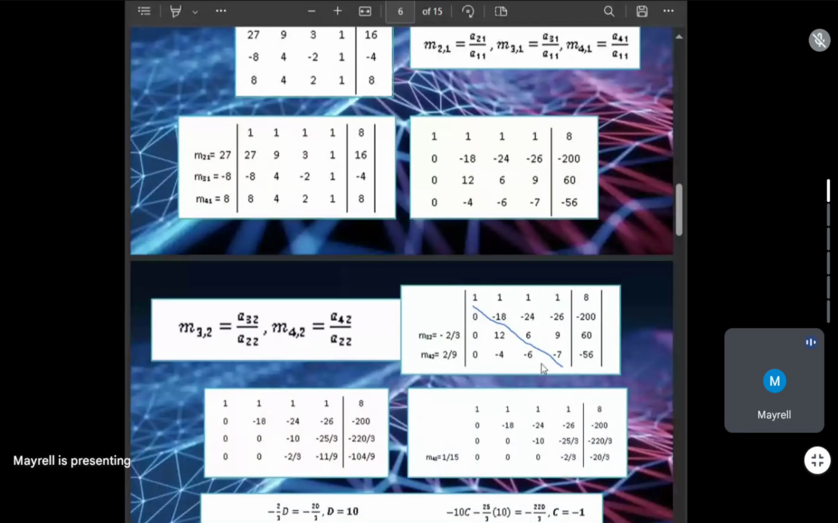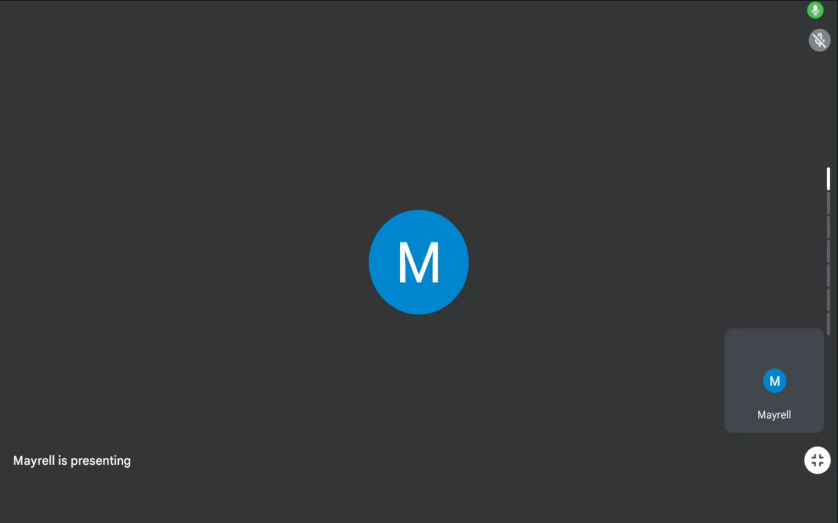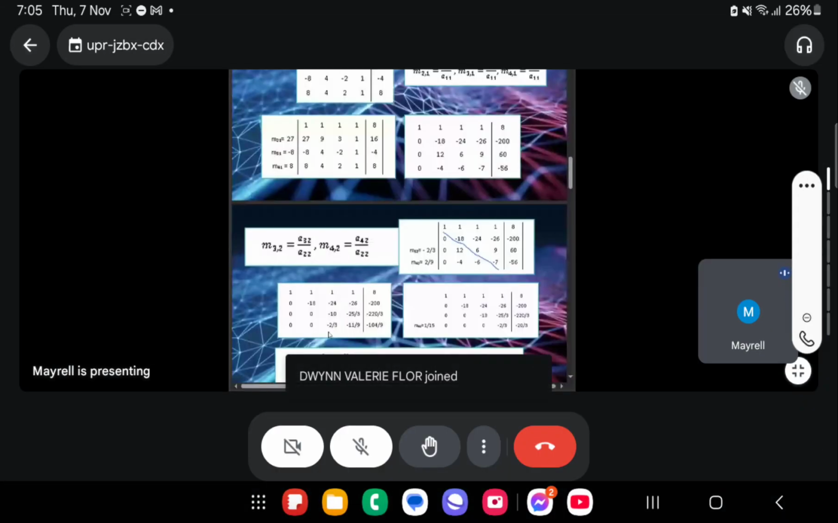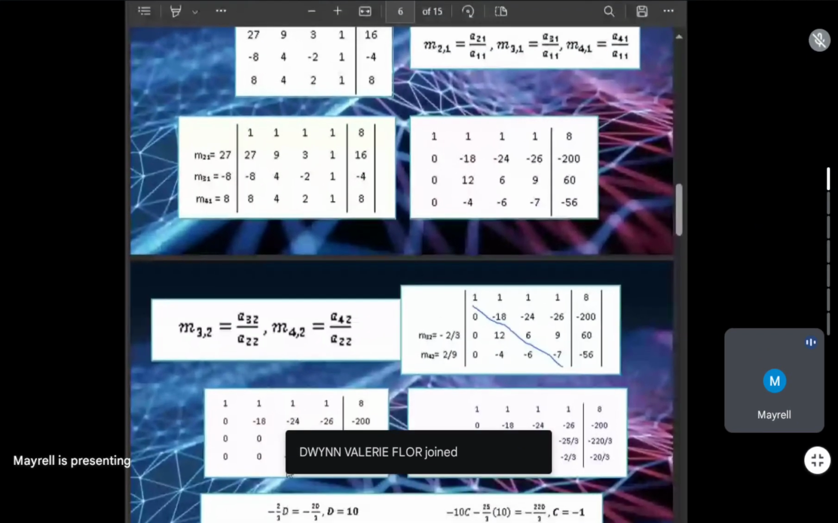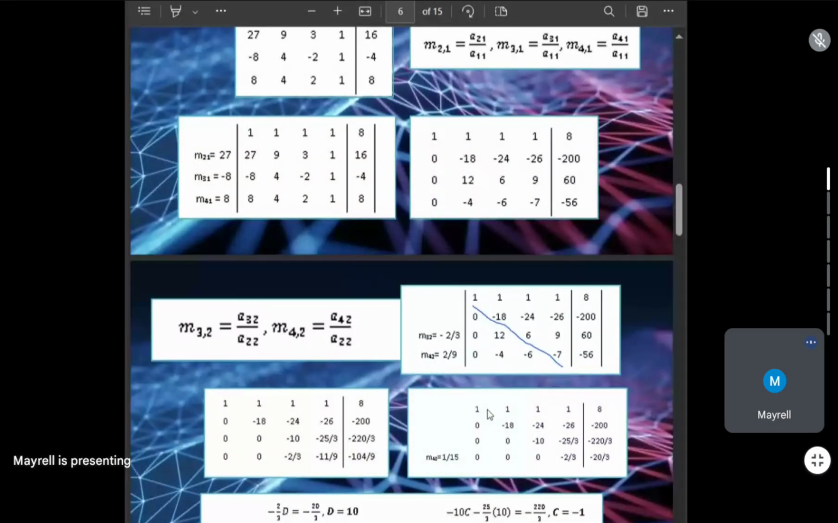Then negative 7 minus 2 over 9 times negative 26. So negative 11 over 9. And this one, negative 56 minus 2 over 9 times negative 200. So negative 104 over 9. Okay, so muna siya ang result. So after this, so last na ta.